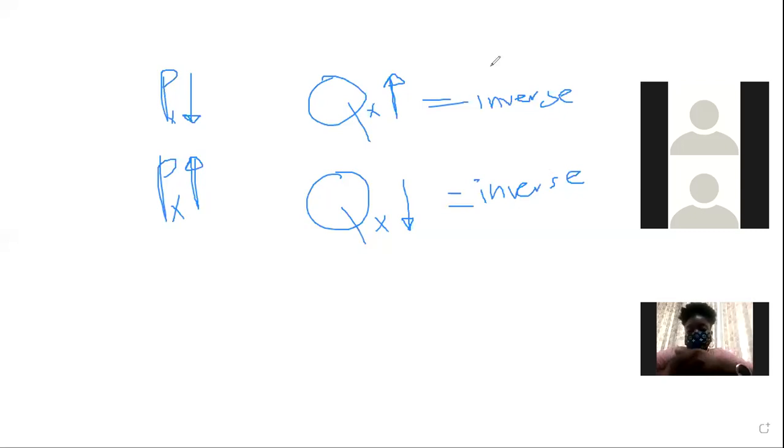I'm saying that when you have two commodities, X and Y, the price of X, let's say it falls. Now, in relative terms, when the price of X falls, X becomes cheaper relative to Y.